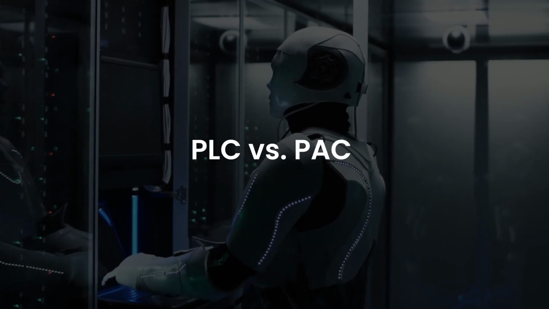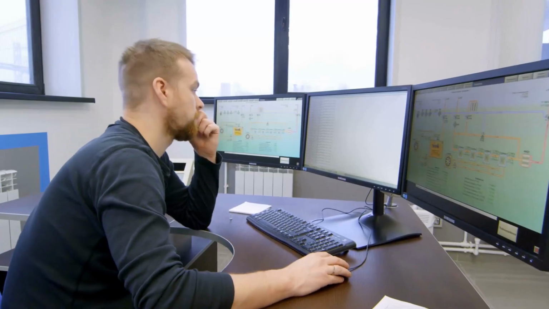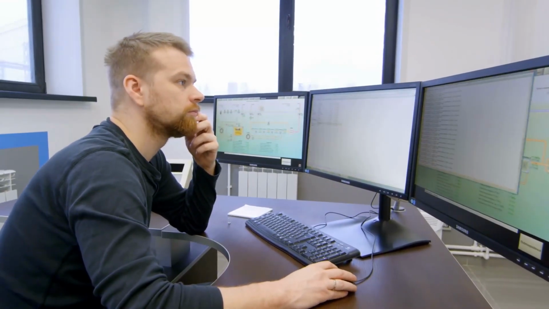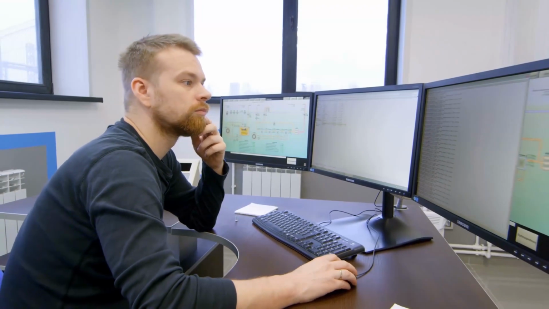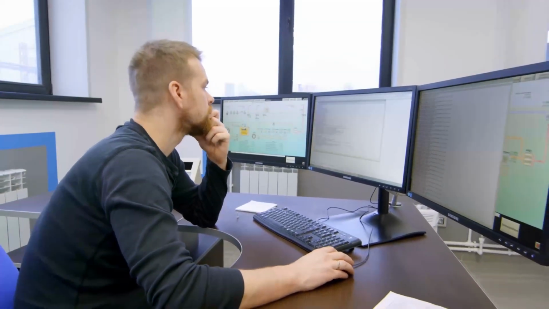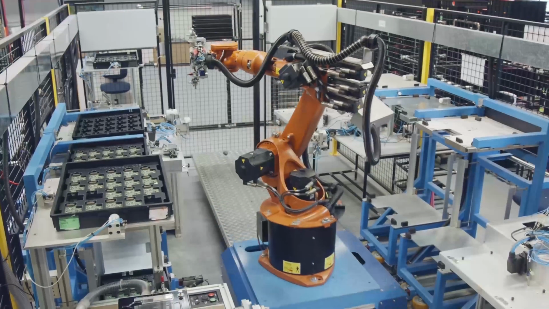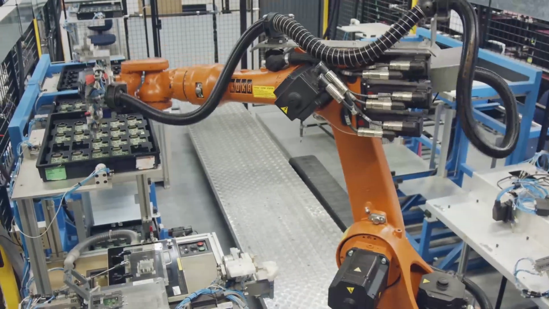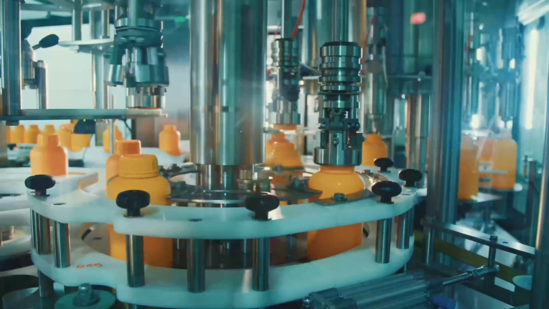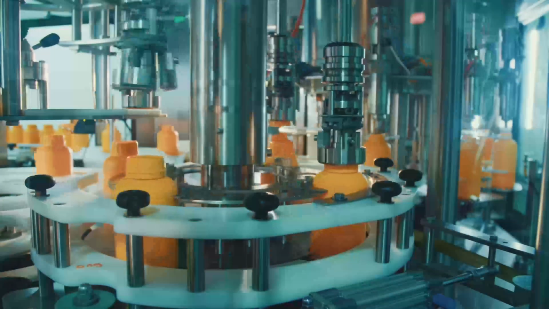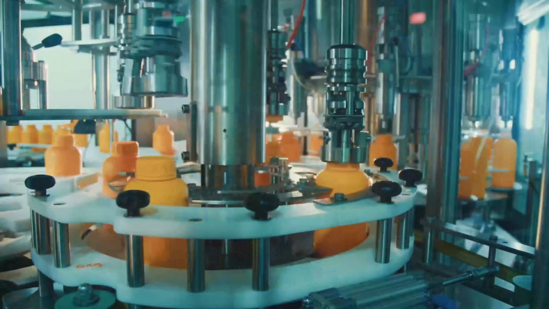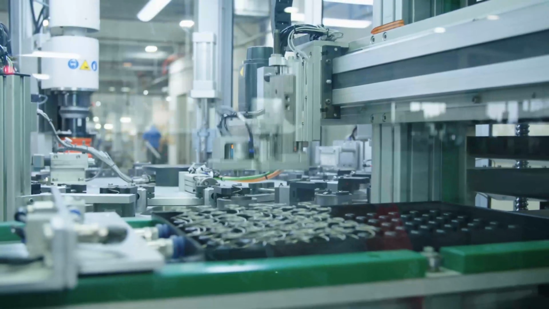PLC versus PAC. At a glance, both the PAC and PLCs seem to have the same functionality: the ability to control and monitor industrial processes. Both the terms are used interchangeably, and the difference between the two seems cloudy. However, the two are different from each other, with distinctive approaches. The following is a detailed comparison of PLC versus PAC, and how you can employ each to get the required output.